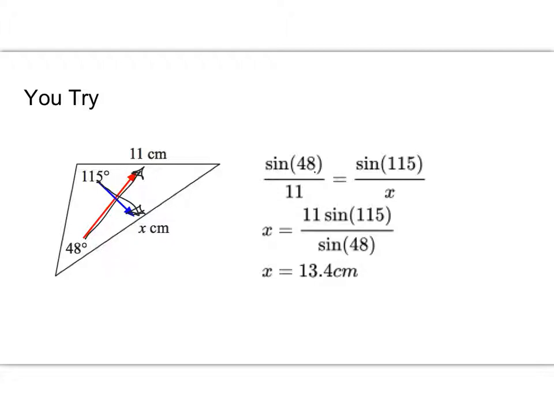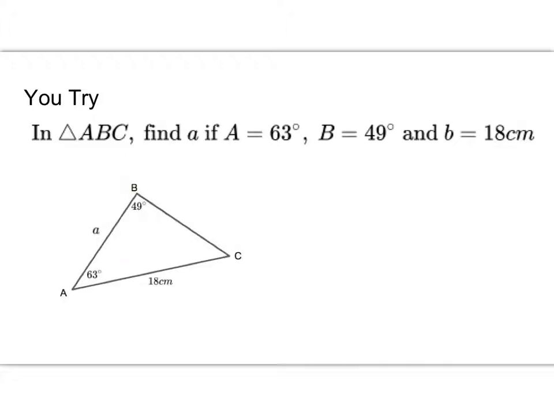Cross multiply, x sine of 48 equals 11 sine of 115, and then divide both sides by the sine of 48 to get x equals 11 sine of 115, and don't forget the parentheses in your calculator, divided by the sine of 48. Why don't you just give it one more shot just to make sure you're good? Pause the video, work through the example, and then restart and check your answer.